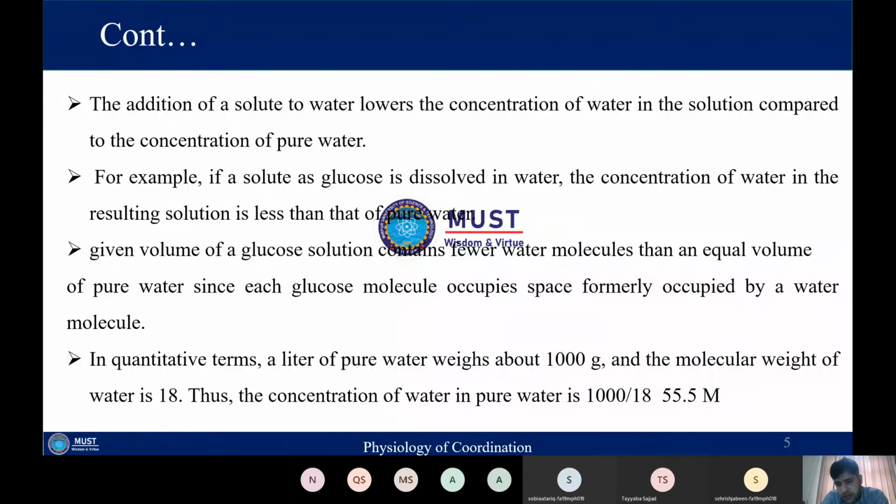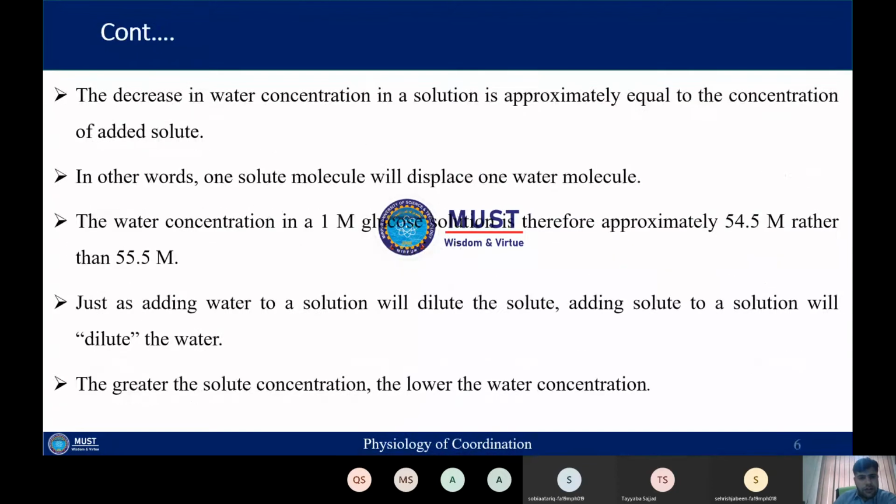we can calculate it by dividing the weight of the volume in 1 liter of the solution by the molecular weight of the water. So that's how 55.5 is the concentration of the water in pure water solution. This is a 1 molar solution of the water. You can also call it a 1 molar water solution, or the pure water solution.